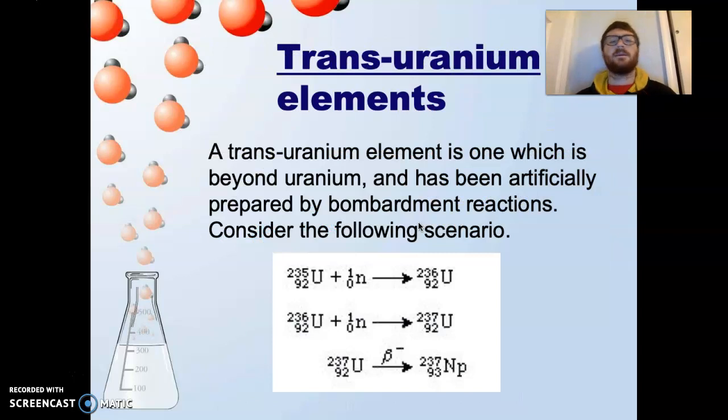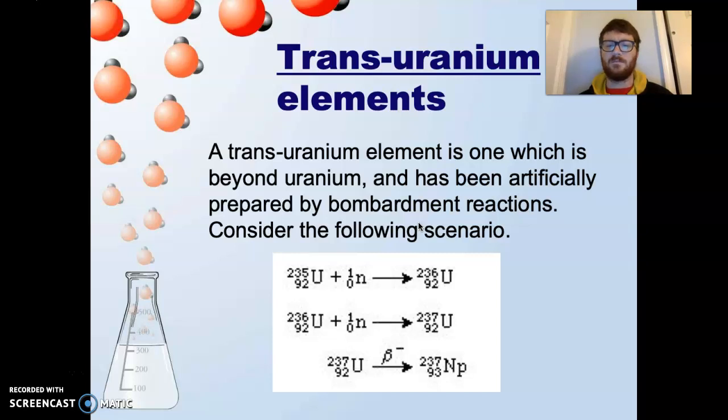And lastly, a transuranium element is one beyond uranium, artificially prepared by bombardment reactions. So if you see everything past uranium, neptunium, and so on, ununoctium is 118 protons, I believe. And all these have been artificially manufactured. None of them actually exist in nature. They're prepared by a bombardment reaction where we're just slamming them with neutrons, making them go through beta decay to become something higher. And typically these things that we make don't last very long.